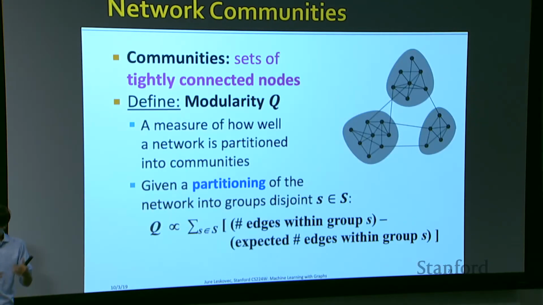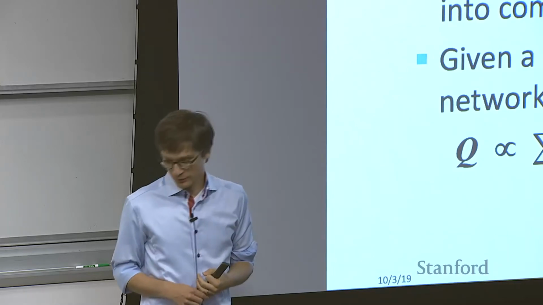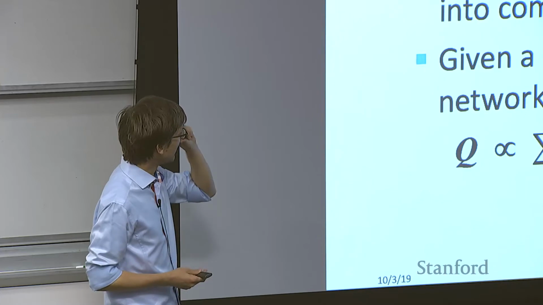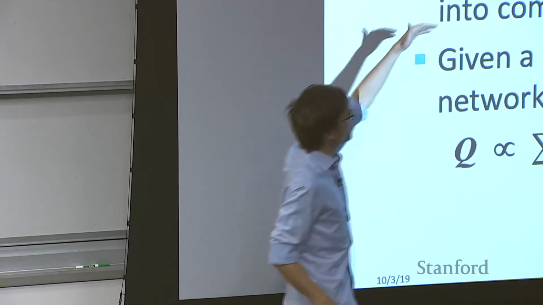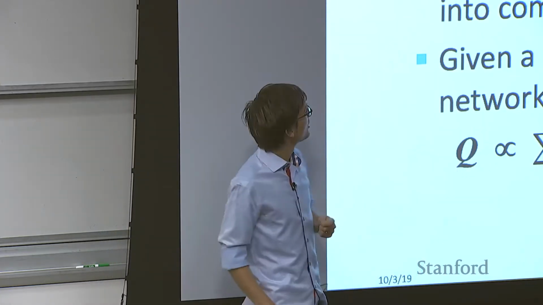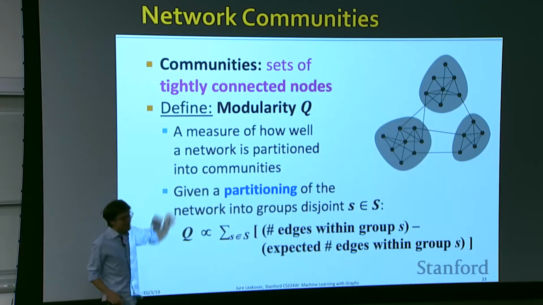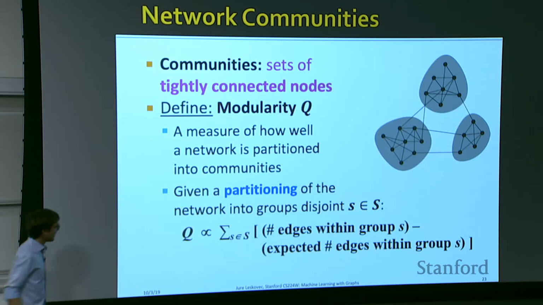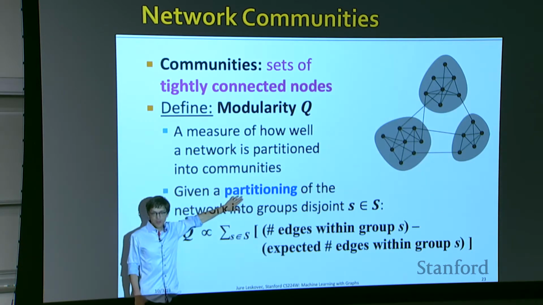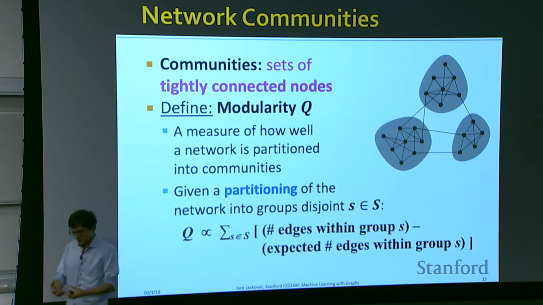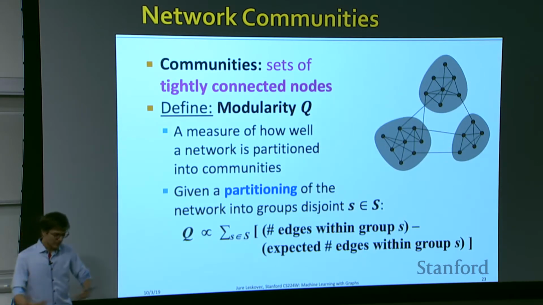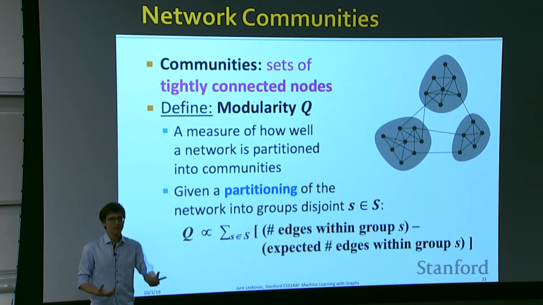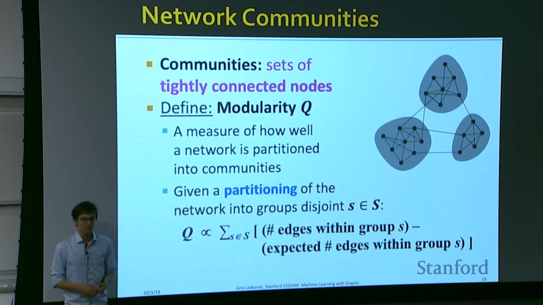So now let's start defining how we do that. What we want to do is identify this set of tightly connected nodes, and we will define this notion of modularity, this metric Q, that will be a measure of how well a network is partitioned into communities. First, I should define what a partition is. A partition is just when you take the nodes of the network and split them into groups such that every node is a member of exactly one group. That's called a partition in mathematics.